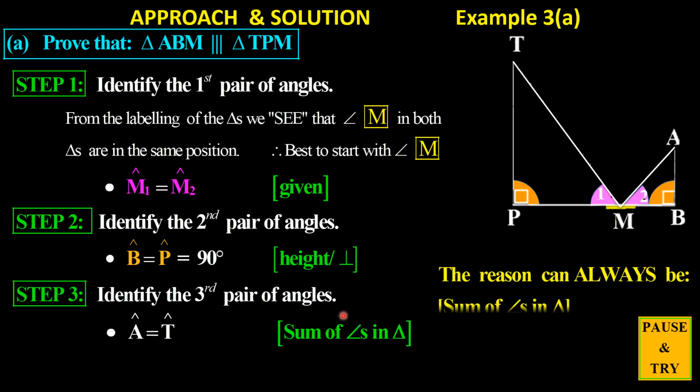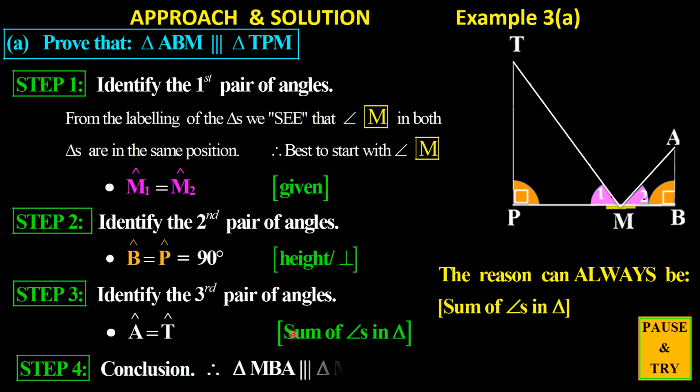Okay. And now we can make a conclusion. And our conclusion there is, you see, we took MBA and MPT, right? Or we can just write it down as what the question stated, ABM similar to TPM. And let's just follow M with M, that's correct, M is with M. B with P, and B is with P. And A with T, and we've got A with T. So there we've proved that those two triangles are similar.